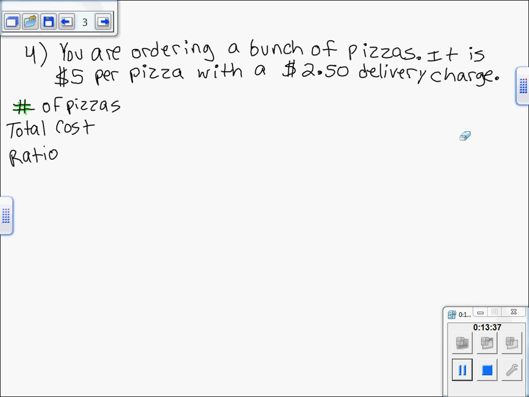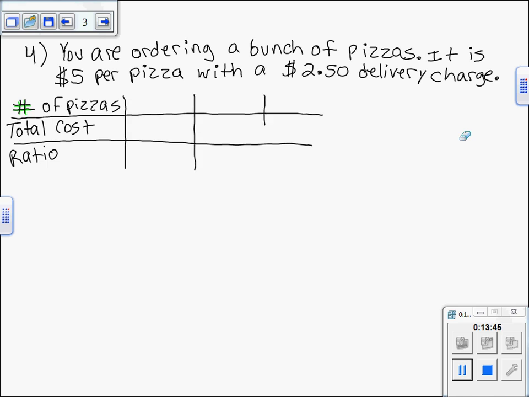And I'll even throw in a row for ratios so we can just have it all in one organized location. And remember, I said we only really need to check 3. That's usually enough to be able to tell, is it proportional, yes or no? So that'll be for 1, that'll be for 2, and that'll be for 3. Okay, so number of pizzas. Let's say we order 1 pizza, 2 pizzas. You know, we keep doing 1, 2, and 3. Let's maybe try some larger numbers.